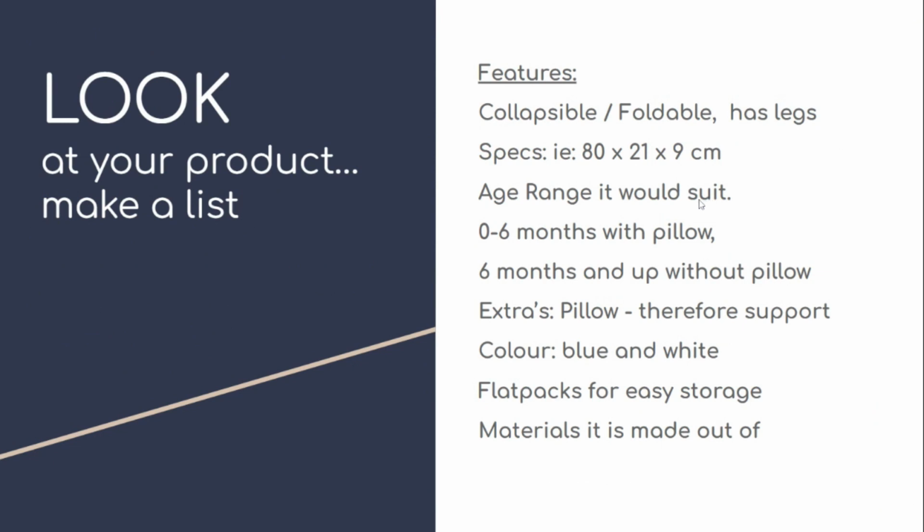Okay, so the last thing is look at your product. Write down its features, its specs, all the benefits it has. So in this particular product, it collapses. You can fold it up. The age range, with a pillow, you can put a younger infant in it and then take the pillow out and you've got more room. It does have the pillow, the colors, flat packs for easy storage, etc., and the materials it is made of. So any of these things that you might not use in your title, you can keep up your sleeve and put it in your ad copy for your item description.